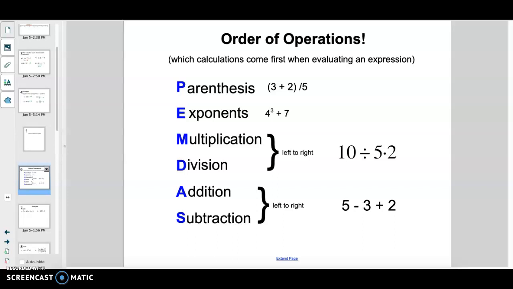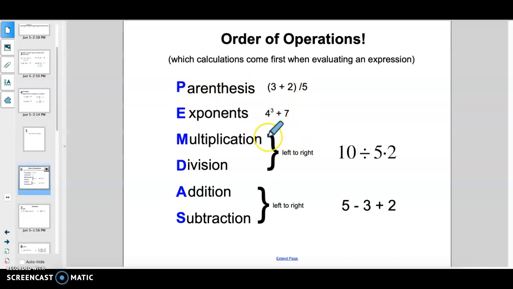This week we'll be reviewing several different topics that I know you've already learned, but we're just going to do a quick overview of them. So this one is order of operations. So that is which calculations come first when you're evaluating an expression. So hopefully all of you have heard of PEMDAS before. So this is the order in which you would evaluate an expression. So first you would handle parentheses, then exponents, multiplication, division, addition, and subtraction.